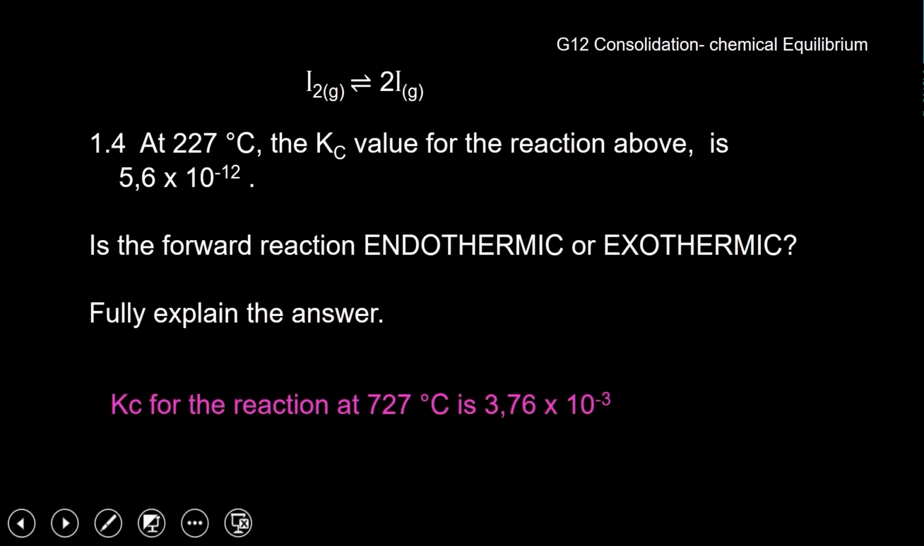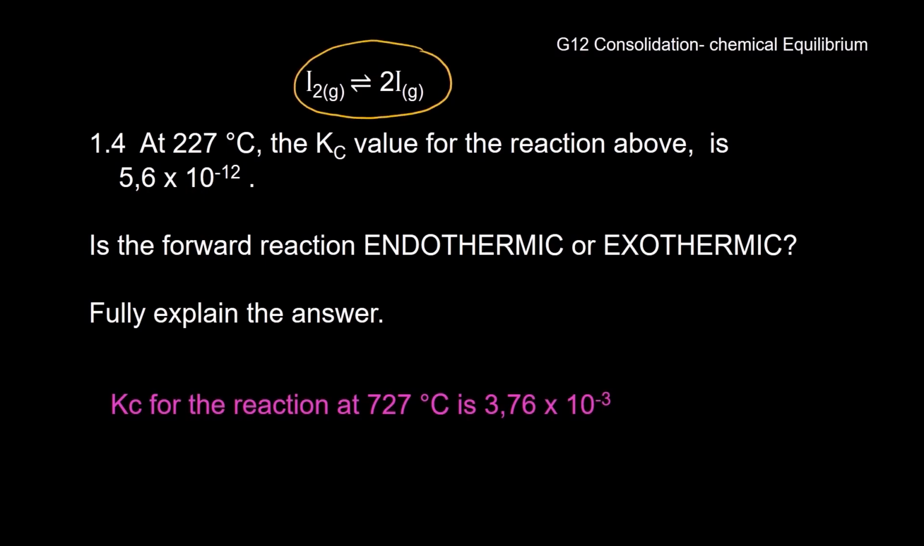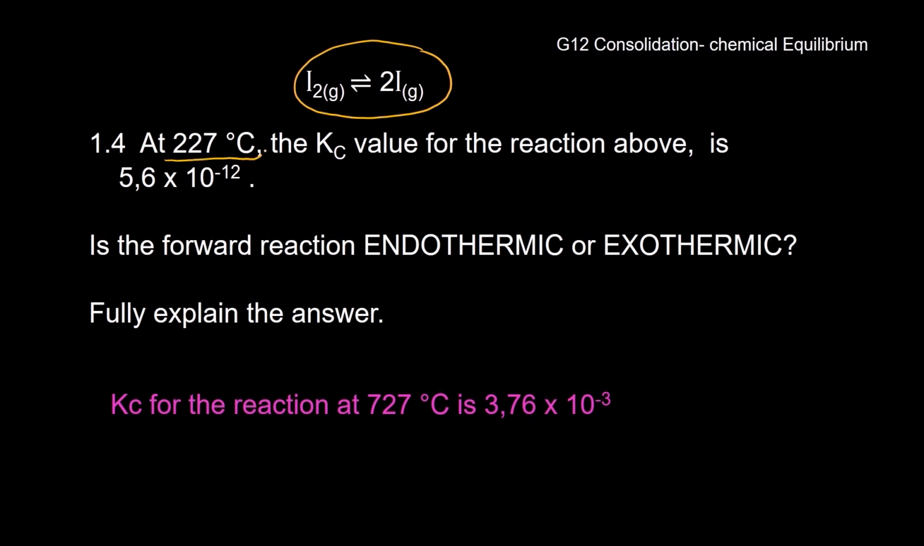Our next question is looking at the Kc value. So I have written this equation up here again, just to keep us remembering what we're dealing with. 1.4 says that at this temperature, 227 degrees Celsius, the Kc value for the reaction we're dealing with is this value here, 5,6 times 10 to the minus 12. Is the forward reaction endothermic or exothermic? And you need to explain your answer.